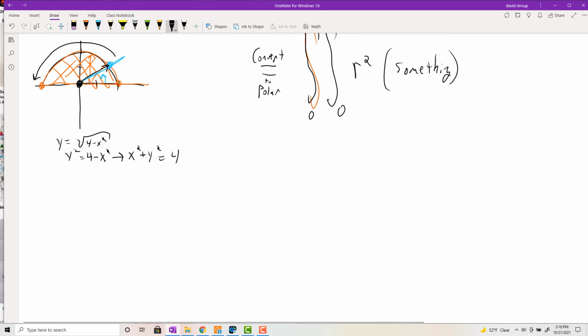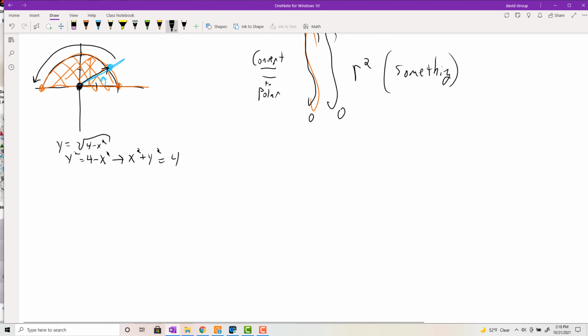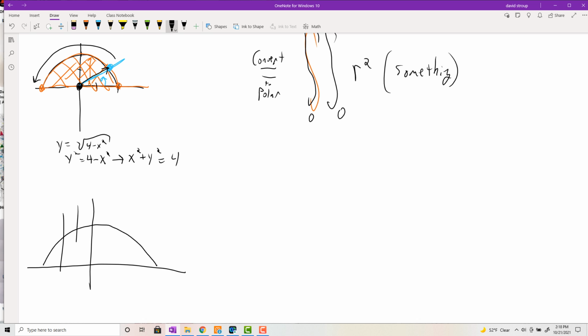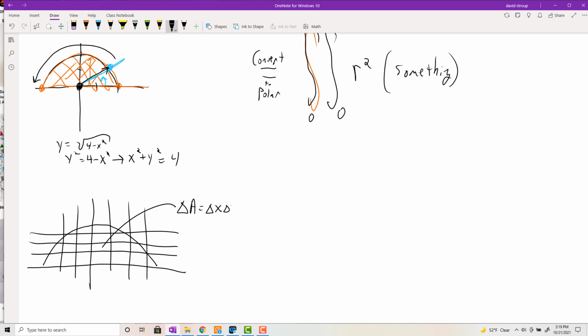So what the heck is that something there? If you remember before, that something was the area of a bunch of rectangles. So we took this region and we would have chopped it up into a bunch of little rectangles. And so you would have a change in x, change in y, right? And that would be your area. So for this one particular rectangle, the area increment would be a change in x times a change in y.